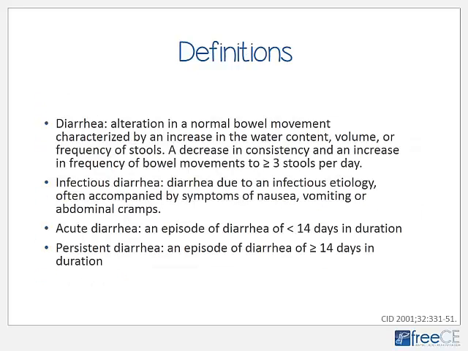Before we talk about our epidemiology, I wanted to give us a few definitions to make sure that we're all on the same page. Many of you, I'm sure, have definitions you use for diarrhea, but I think it's nice just to see what the formal one looks like. So, diarrhea, as defined by the Infectious Disease Society, is alteration in a normal bowel movement characterized by an increase in the water content, volume, or frequency of stools. It's also defined further as a decrease in consistency and an increase in frequency of bowel movements to more than 3 stools a day.